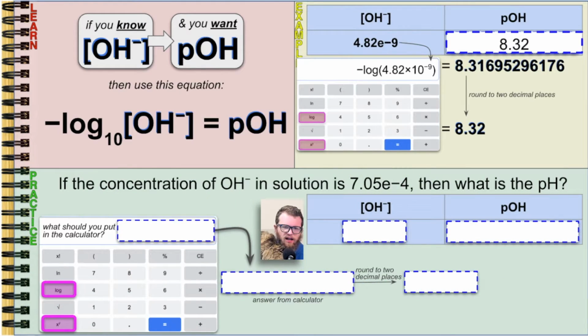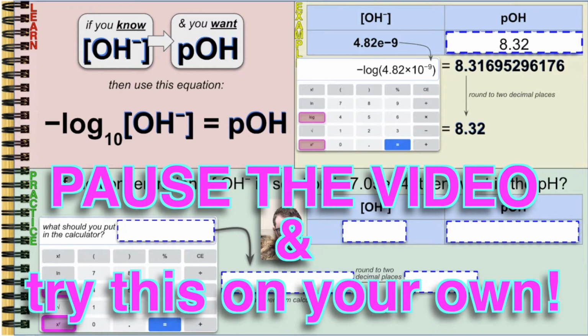Okay, slide 10 works much in the same way. We're just using concentration of OH minus anions and the pOH. So use the same steps you used on slide 9 on slide 10. Pause the video now and work on that.